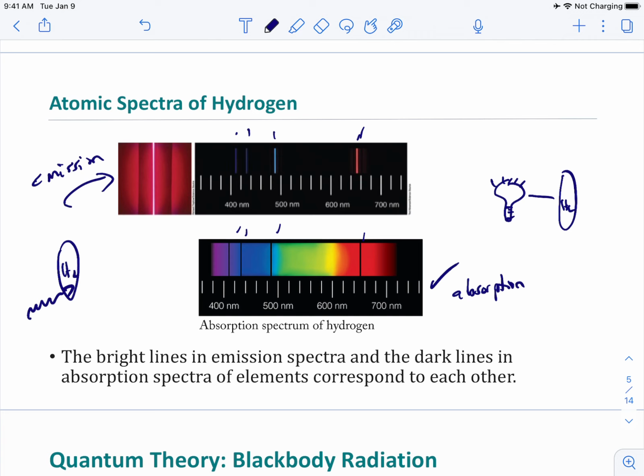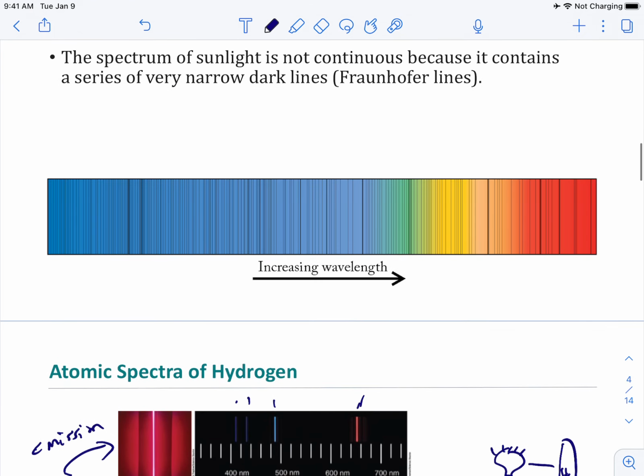So basically, the bright lines in the emission spectra and the dark lines in the absorption spectra of elements correspond to each other. So the idea we were realizing here was that the reason you don't see a continuous spectrum from the sun is because all the elements in the gaseous phase around the sun's corona, it's burning there, right? It's a big fusion reactor. All those are absorbing frequencies of light. So when we see it through the spectroscope, we see a bunch of black lines if you have a good enough spectroscope.